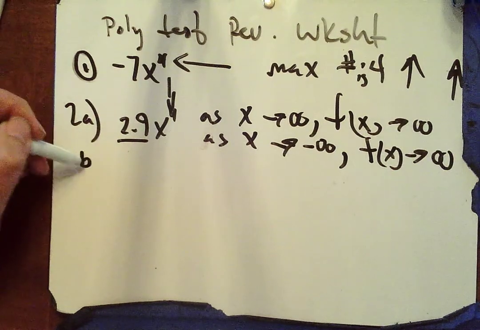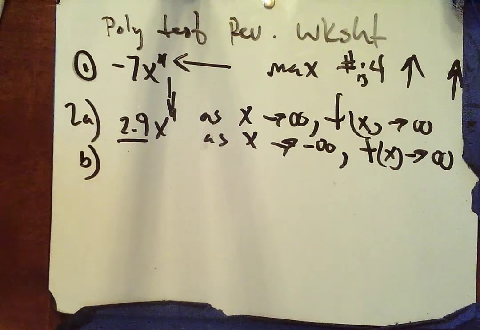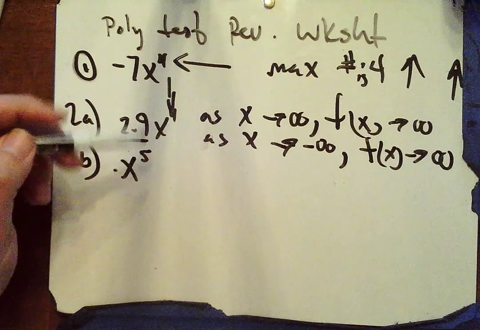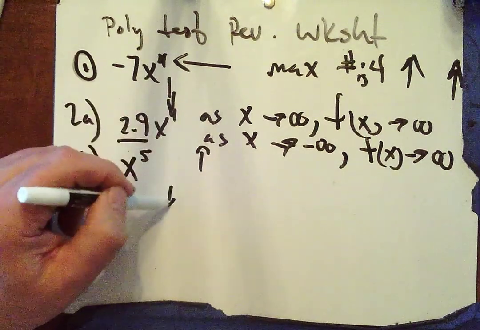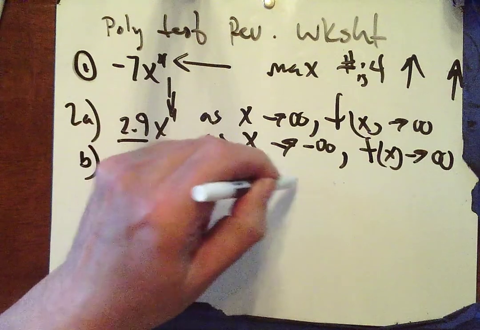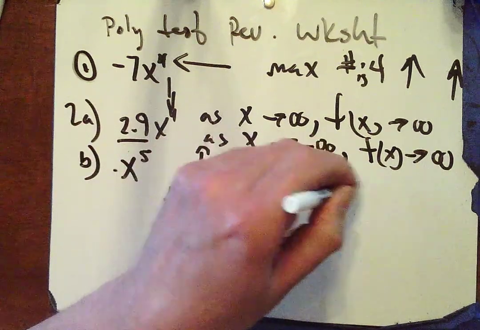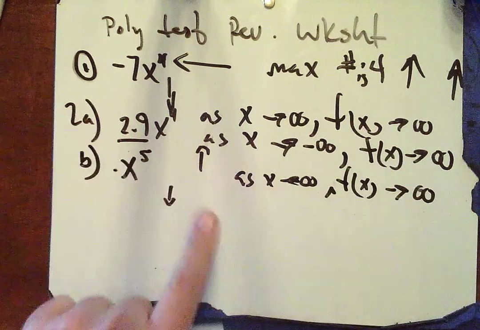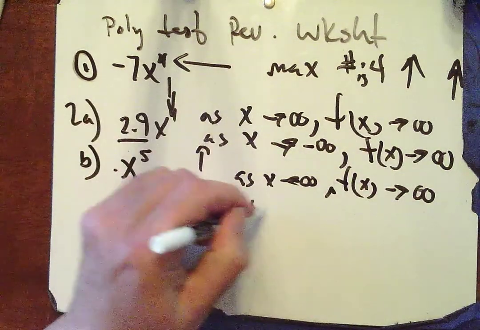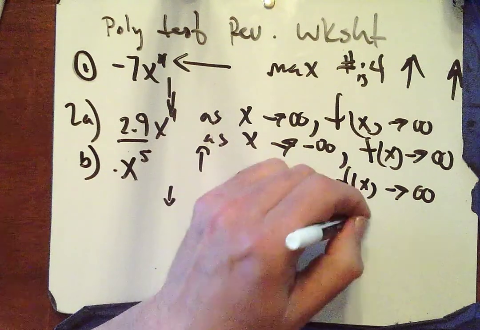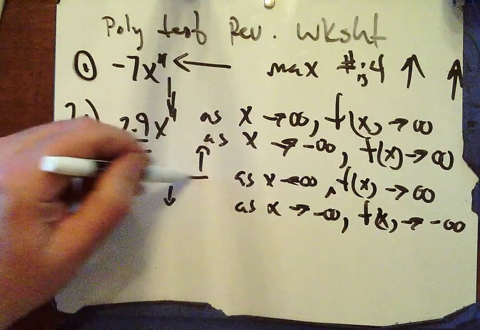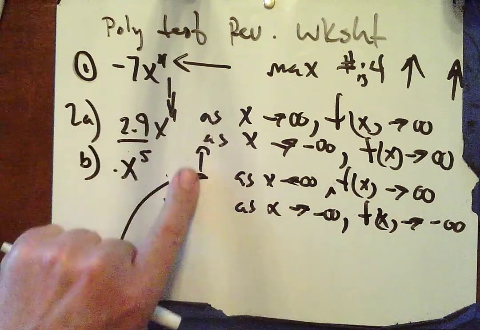Part B, we're given x to the fifth as our leading term. We see a positive leading coefficient for an odd degree polynomial. Descend down, ascend up. So as x heads to infinity, f of x is also headed to infinity, right? As we go this way, this goes up. And as x heads to negative infinity, f of x heads to negative infinity as well. As we go this way, the function is going down, down, down.